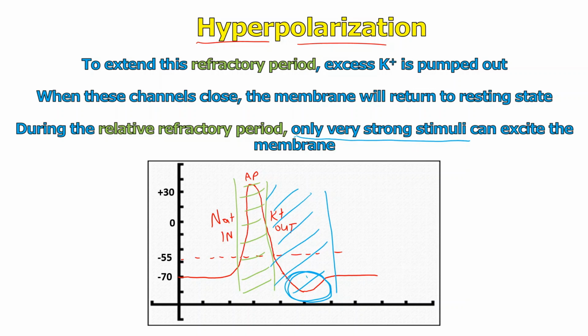So this hyperpolarization is where we pump a lot, and I can put like excess K out. And that will undershoot the target. Again, extending the refractory period and making sure we don't overstimulate this particular structure.